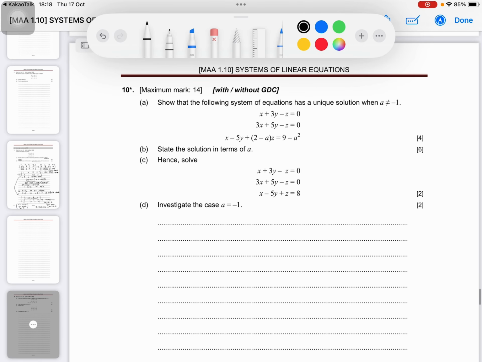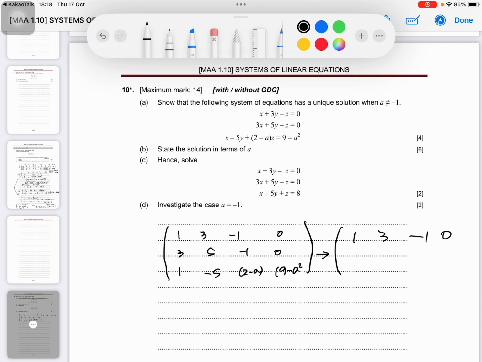And let's go to number 10. So this is the unique solution question. Show that this has a unique solution when a is not negative 1. The rows are 1, 3, negative 1, 0; 3, 5, negative 1, 0; 1, negative 5, 2 minus a, 9 minus a squared. So let's start: 1, 3, negative 1, 0.